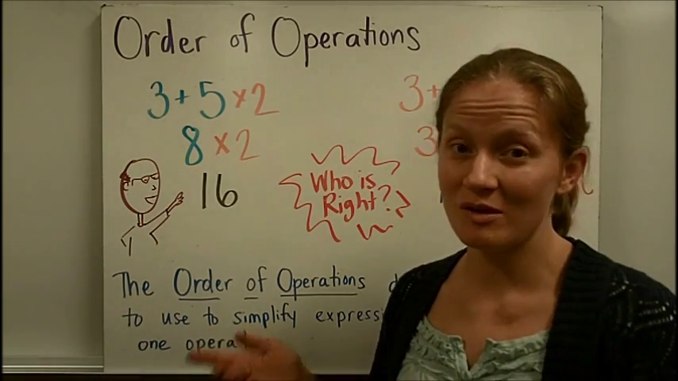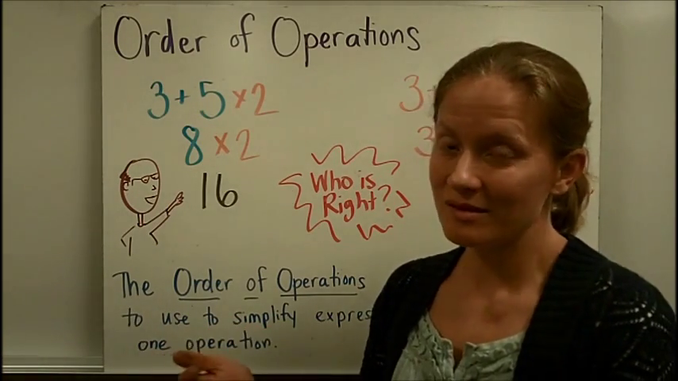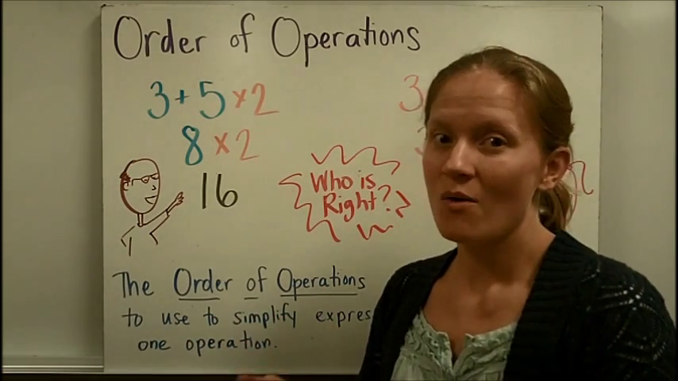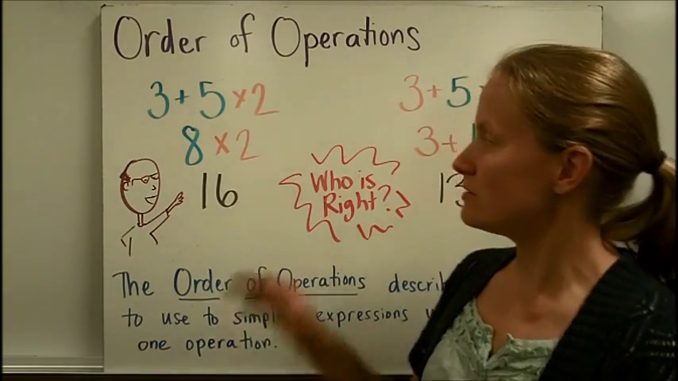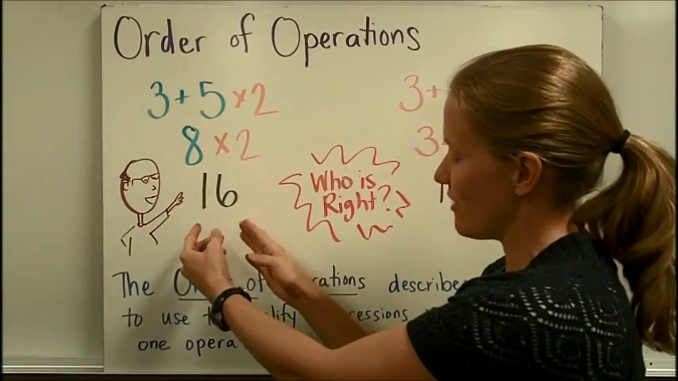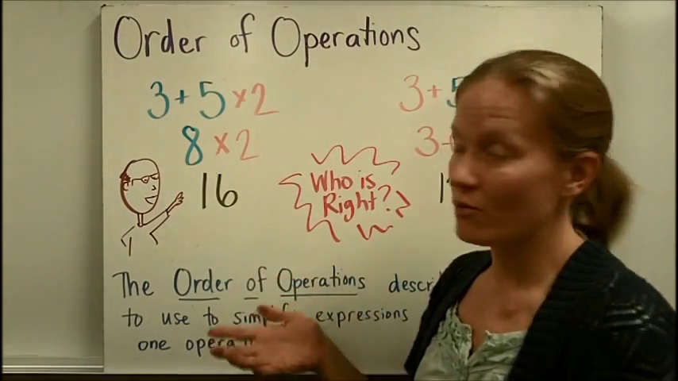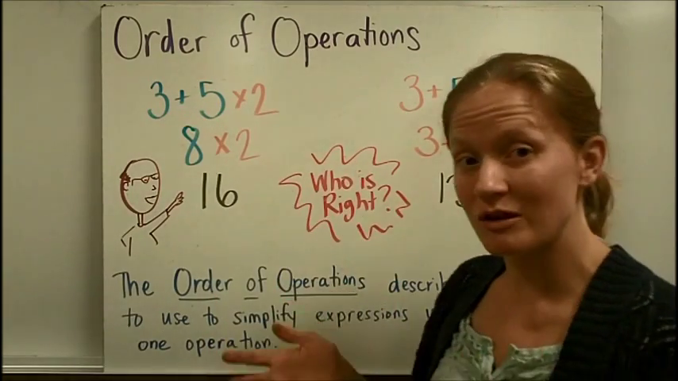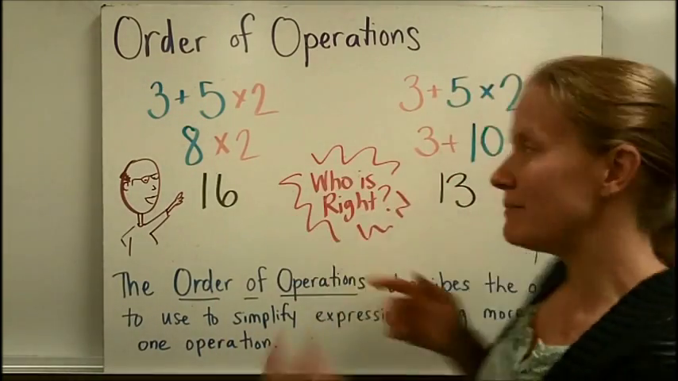You remember from when we talked about variables that open sentences or math sentences have an equal sign. Well, an expression does not have an equal sign. So these are expressions. And simplify means to just evaluate or find out how much they are worth. So find out what's the value of that expression. So let's look at the steps to discover who's right.